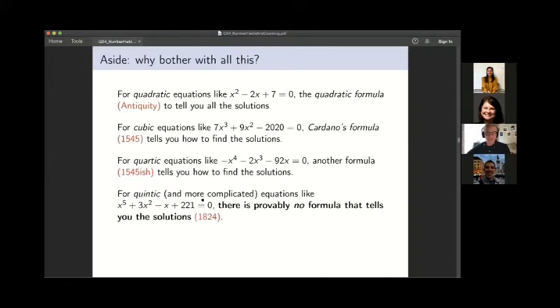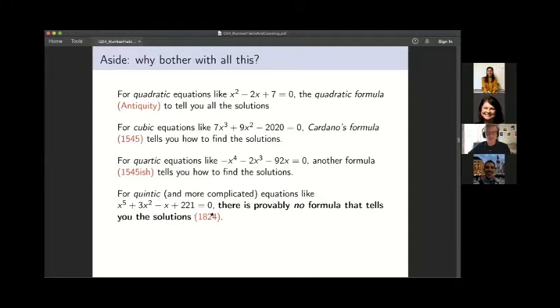And then the really important point is that for quintic equations, things that have a leading x to the fifth, or anything more complicated, there's provably no formula that tells you the solutions in general, right? There's no nice equation that you can write down where you feed it as input and it spits out what the solutions are. You can prove that no such thing exists. This came about in 1824 following work of Ruffini and Abel.